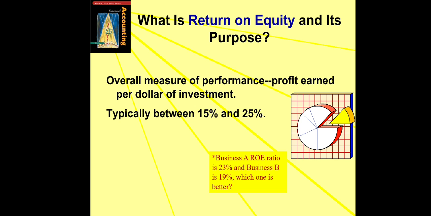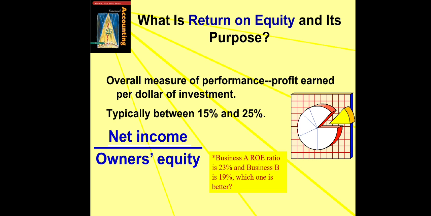Okay, this is the next one. Return on equity ratio and its purpose. Remember this: return on equity ratio is an overall measure of performance. It shows profit earned per dollar of investment. Remember, return on sales ratio shows profit earned for every dollar of sales. Here, return on equity ratio shows the profit earned per dollar of investment. Dollar of investment means something like this. You are an investor. If you invest $1 in a company, how much profit can you get? That is profit earned per dollar of investment.